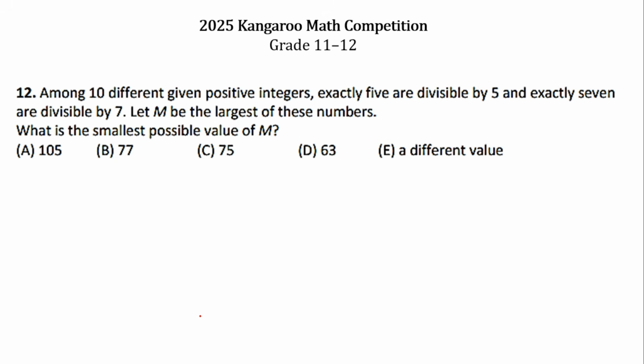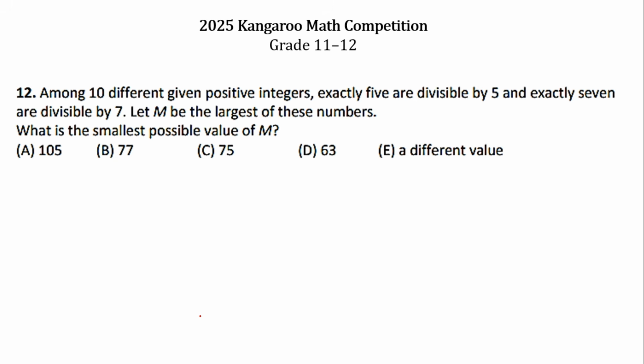Problem number 12. Among 10 different given positive integers, exactly 5 are divisible by 5, and exactly 7 are divisible by 7. Let m be the largest of these numbers. What is the smallest possible value of m? To minimize the value of m, we must make sure that the numbers are as small as possible. Now, 2 of the 7 positive integers divisible by 7 must also be divisible by 5, since there are 5 positive integers divisible by 5 and the total number of integers in the list is 10.